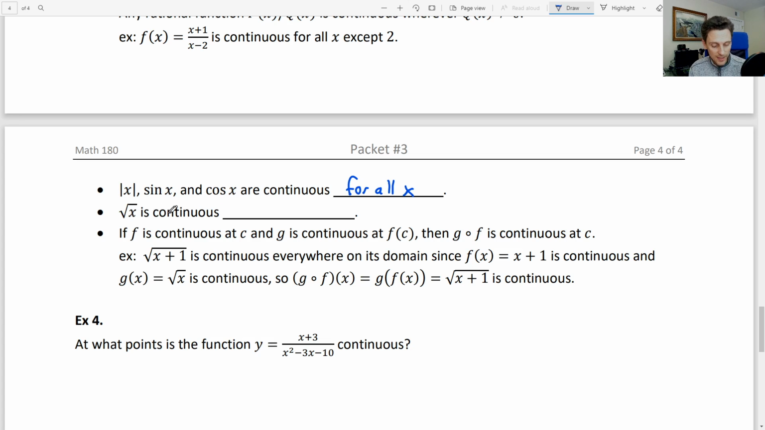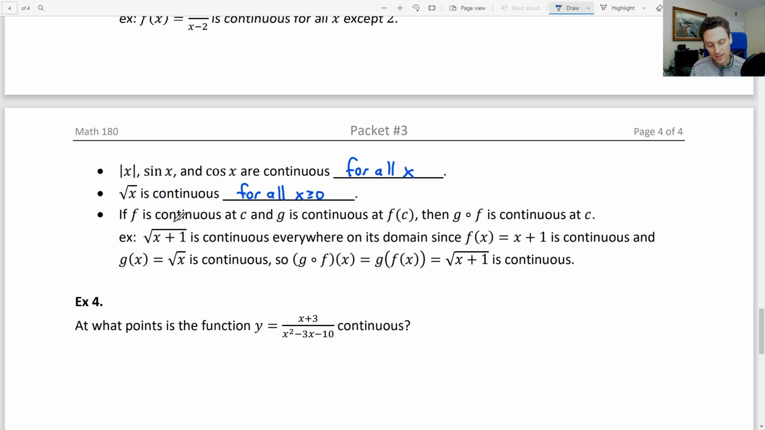What about the square root of x? Where would that be continuous? That would only be continuous for x values that are greater than or equal to 0. It's undefined for x equals -1, at least when we're talking about real valued functions. Going into complex numbers is a whole other realm, but we're keeping it real here. So the square root of x is continuous for all x greater than or equal to 0. If you think about the graph, you can draw it without picking up your pencil. It's continuous where it's defined.